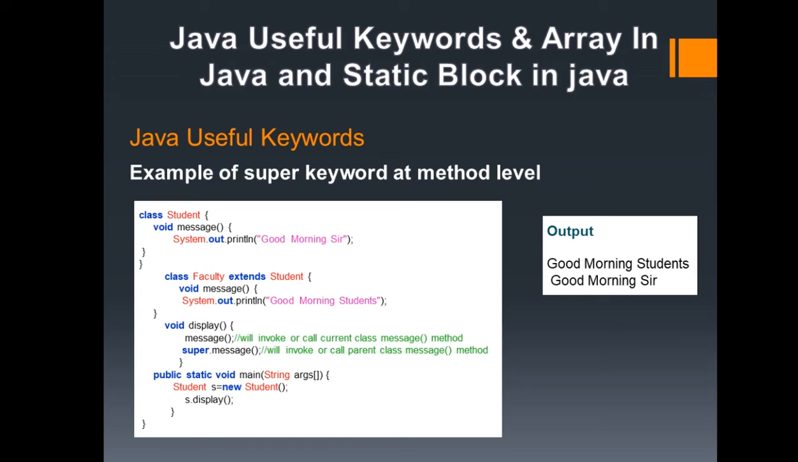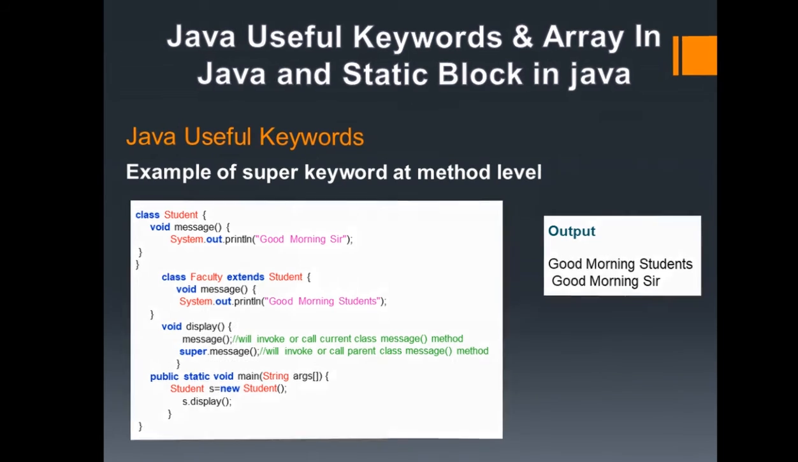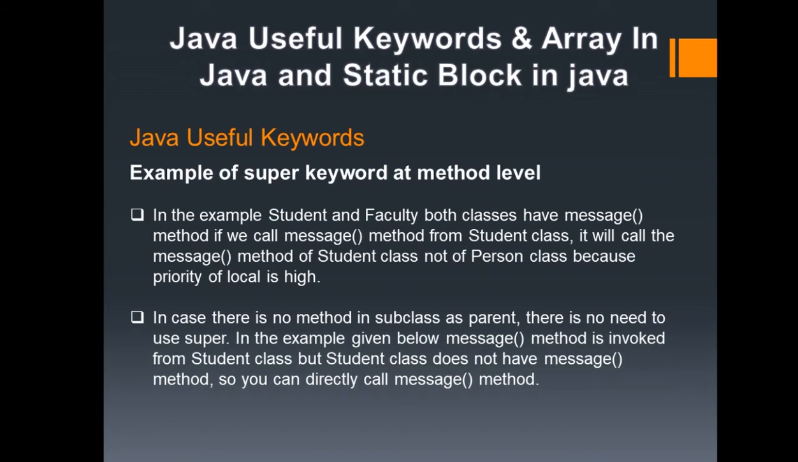System.out.println("Good morning student"), void display, message and super.message. After that, Student s = new Student, s.display. So here "Good morning student" is displayed first, and after that "Good morning sir" is displayed, because we use the super keyword. Example of super keyword at method level is done.